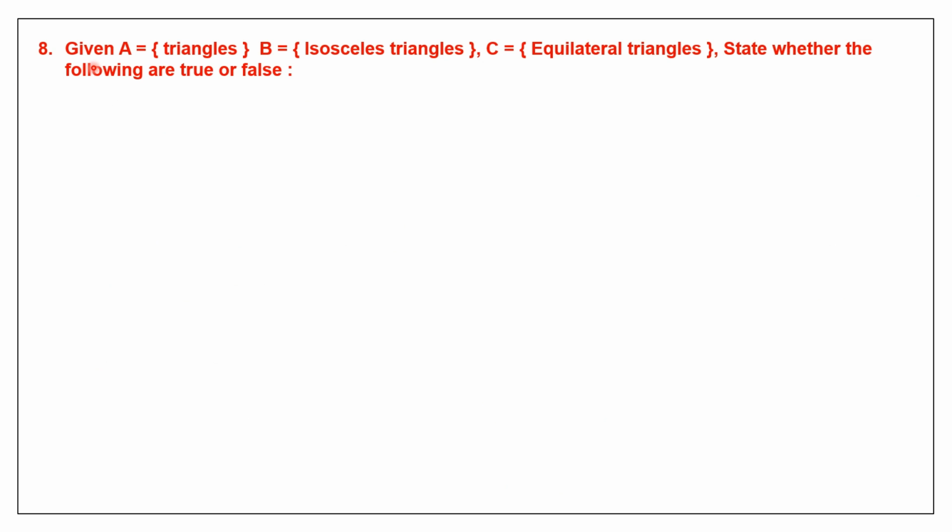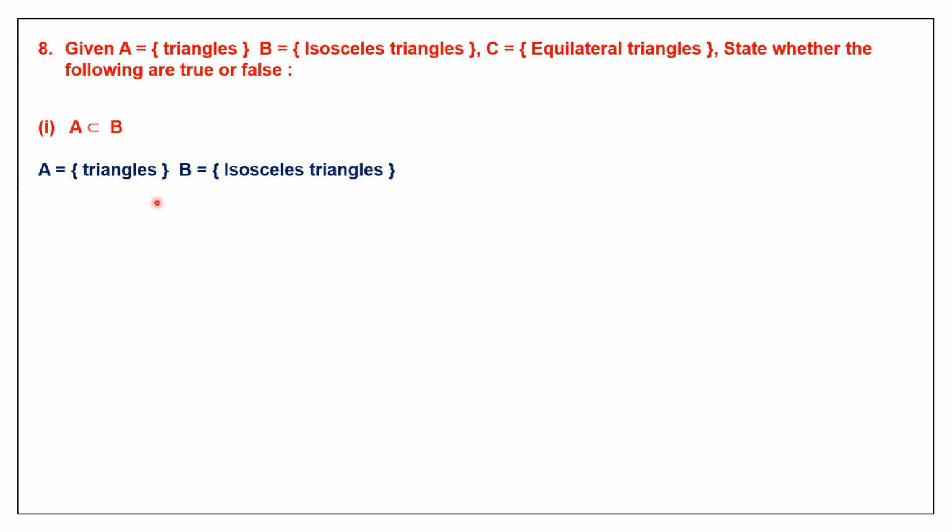Question 8. Given set A is triangles, set B is only isosceles triangles, set C is equilateral triangles. Now we have to state whether the following are true or false. That is, the first one, it says set A is a proper subset of set B.